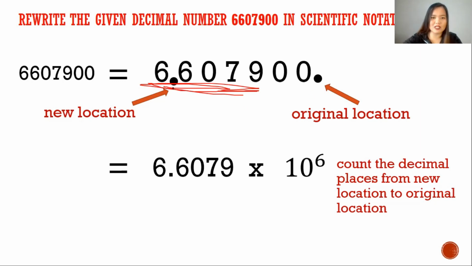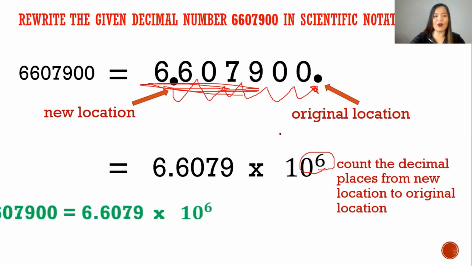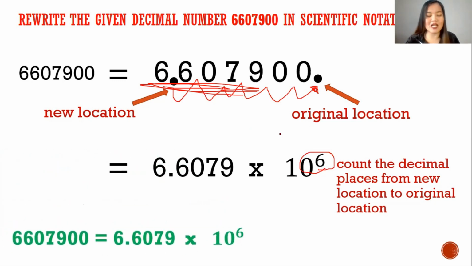Why 6? Okay, let's try. 1, 2, 3, 4, 5, 6. So there are 6 decimal places going to the right. That's why it is positive 6. Therefore, 6,607,900 is equal to 6.6079 times 10 raised to 6 in scientific notation.